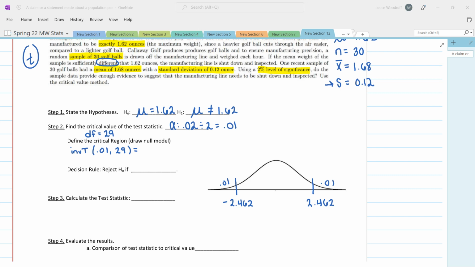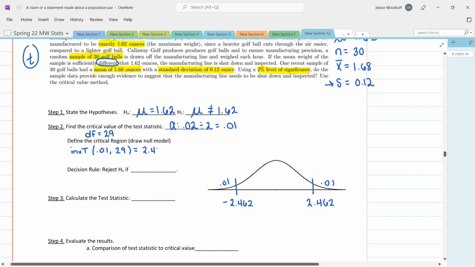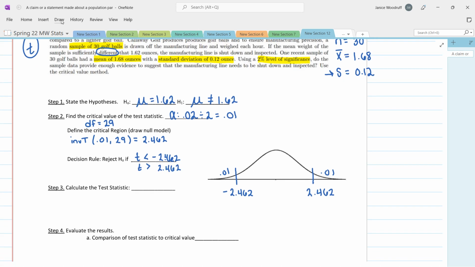Okay, so our rule is going to be to reject if we get a value either less than negative 2.462 or greater than 2.462. And I'm just going to draw a rejection region. Either of these values here in red. Okay, so let's run the test statistic.